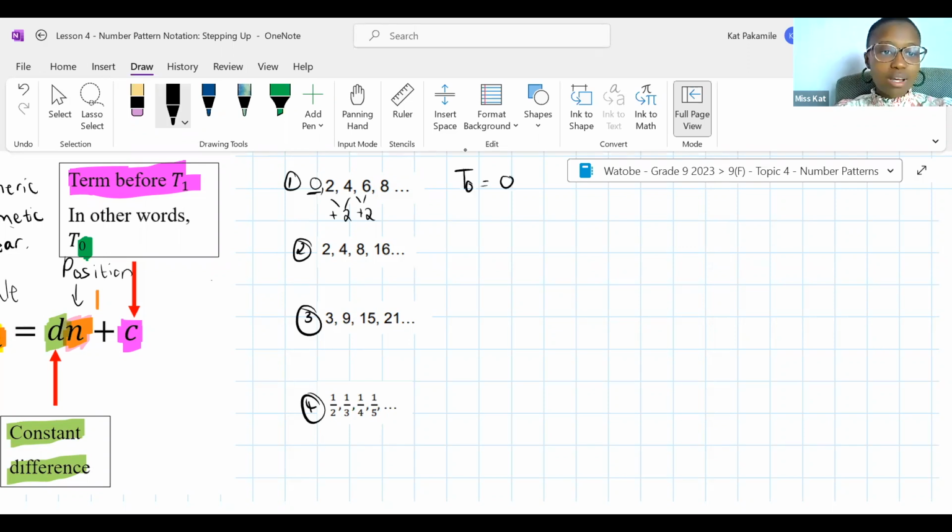Wonderful. Tell me in pattern number 2, what would T0 be? First of all, how are we getting from the next term? Let's see if we can figure this one out. Number 2, how are we getting to the next term?